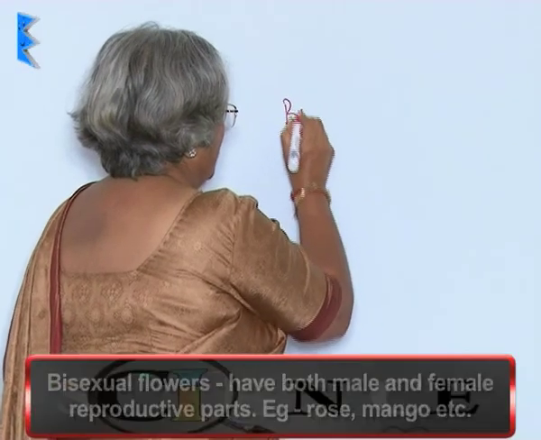Now, how are seeds formed? Through flowers. Flowers are the reproductive parts. These flowers may have either the male part or the female or both. When a flower has both male as well as female reproductive part, then it is called bisexual.